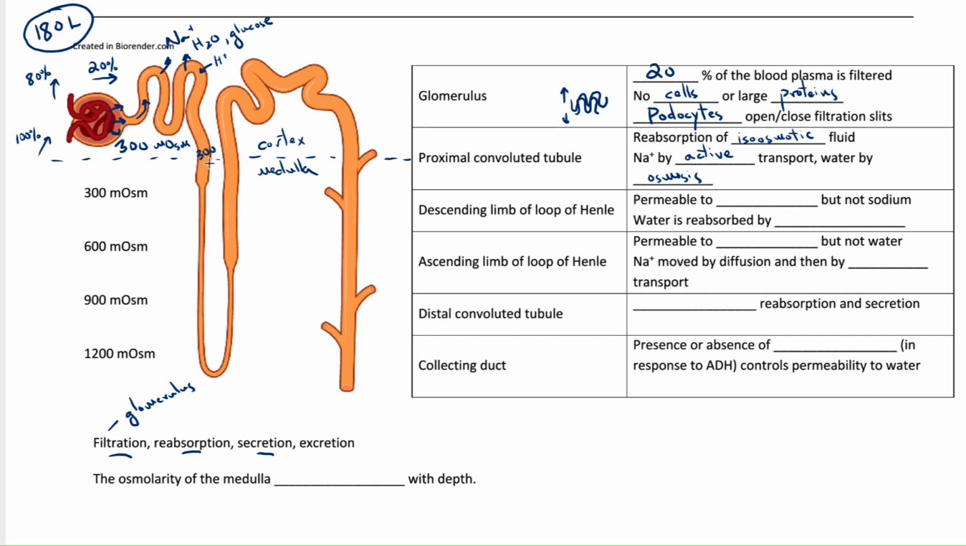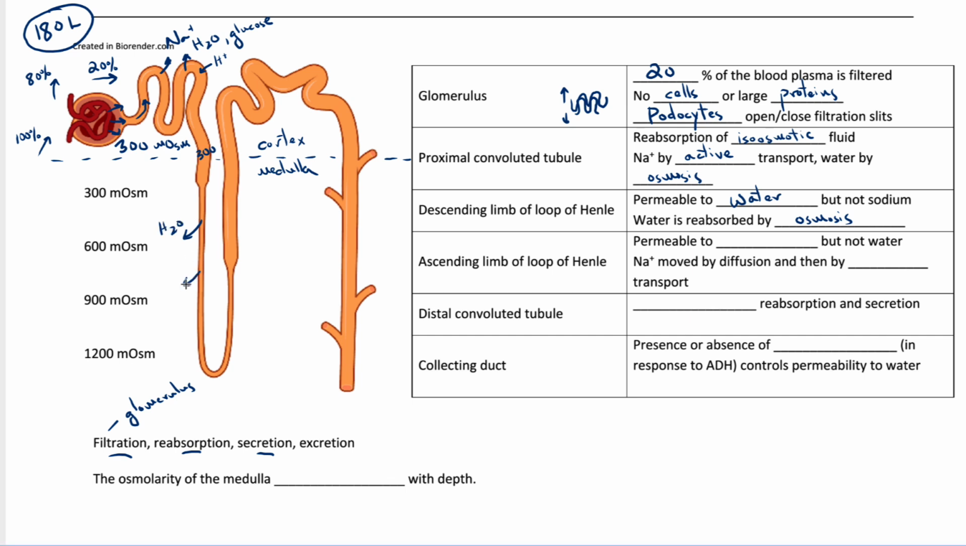I'm not going to write milliosmolar every time, but that's the units that I'm using. And then we reach the descending loop of Henle. The descending loop of Henle is permeable to water, but it is not permeable to sodium. And so water is reabsorbed by osmosis. So water is leaving here by osmosis.